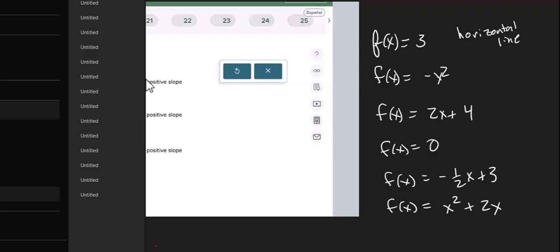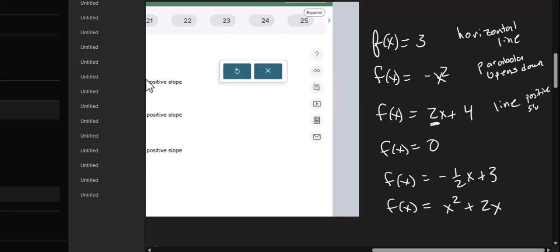If it has an x squared at all, it's a parabola. If it's negative, opens down. If it has an x but not an x squared, it's a line. And you look at the coefficient of the x. If that's positive, then it has a positive slope. 0 is just a number. There's no x in there at all. That's a horizontal line.